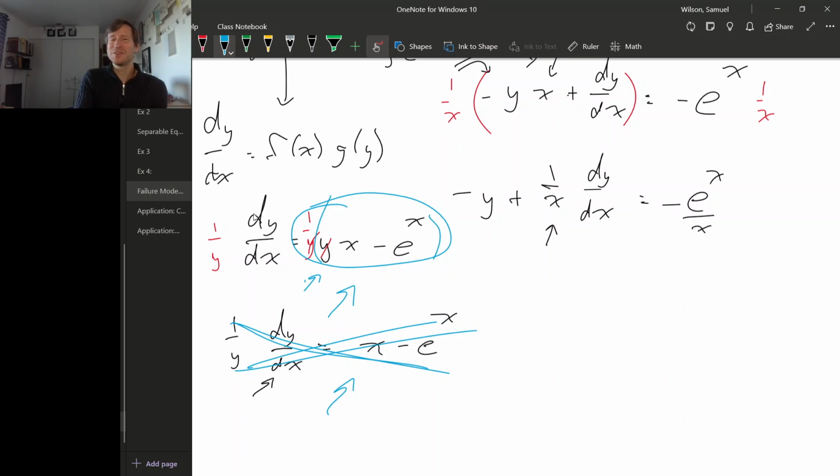There are lots of different variations on algebra mistakes that make non-separable things look separable, but just be on your guard to not make those algebra mistakes so that you don't accidentally turn a non-separable equation into a separable equation. Of course, non-separable equations, we don't have any tricks for solving them at this point, but there are tricks out there.